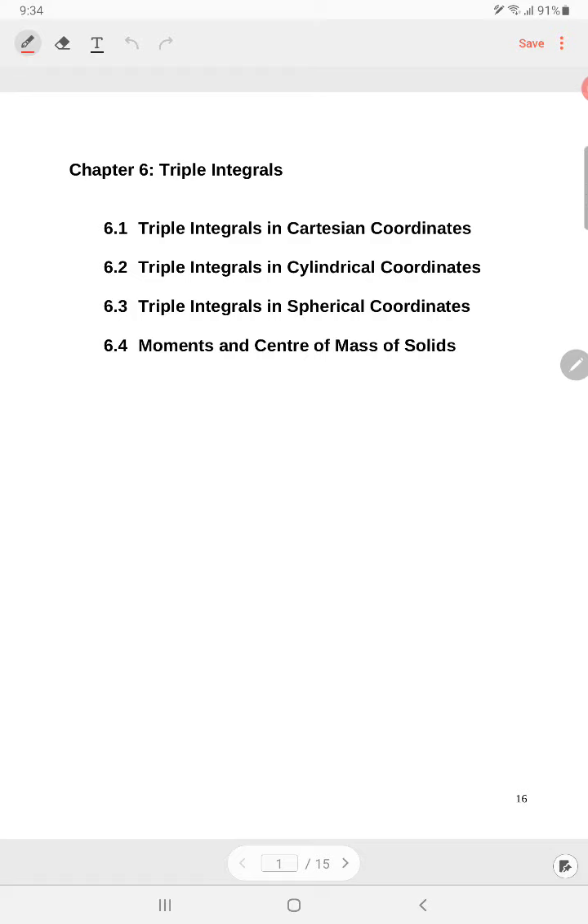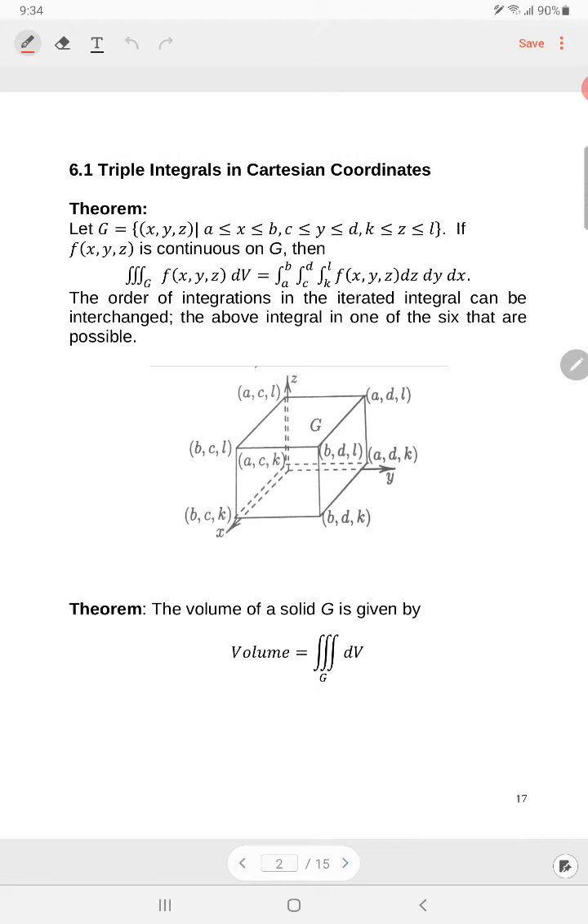Today's topic is on triple integrals, which is the last section of this course. There are four sections in this chapter. The first section is on Cartesian coordinates. Second section is on cylindrical coordinates. Third is on spherical coordinates. And the last section is on some of the applications of triple integrals, which include moments and also center of mass of solids. Okay, let's proceed to section 6.1.